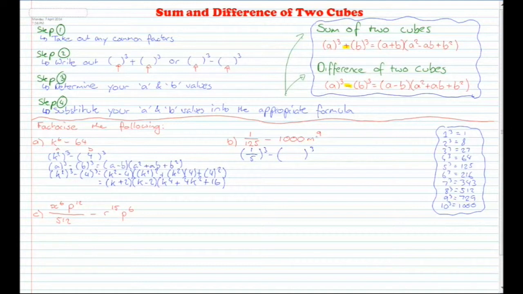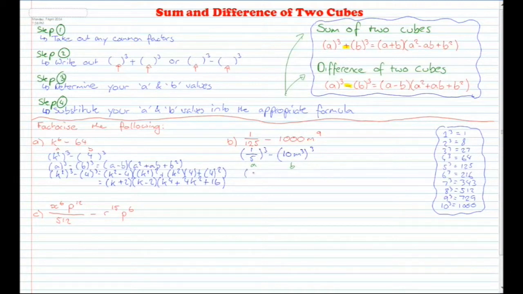And what cube gets us 1000 m to the power of 9? Well, it's going to be 10, because 10 cubed is 1000. M to the power of 3, because m to the power of 3 cubed is m to the power of 9. Write out our a and our b values. So this here is our a value, and this is our b value. And go through and write out the formula now.